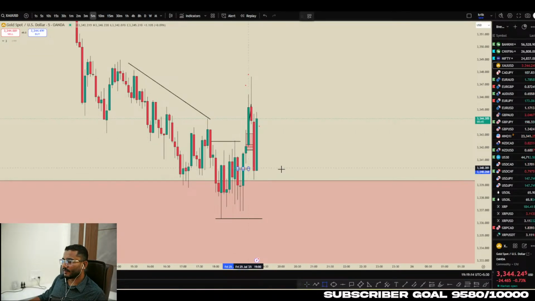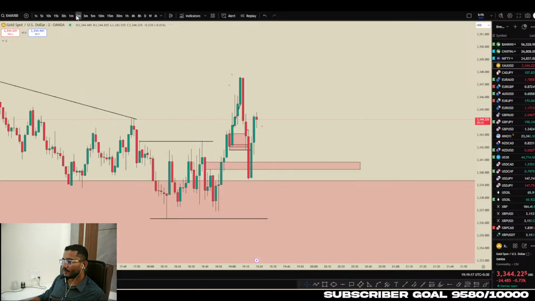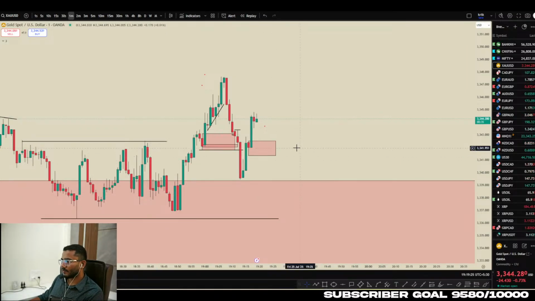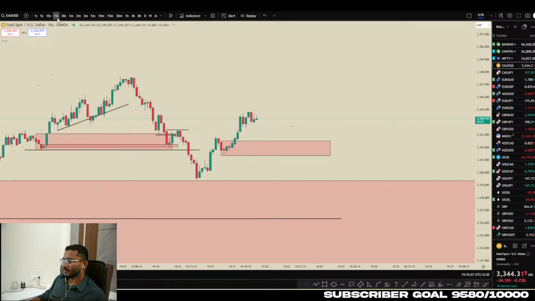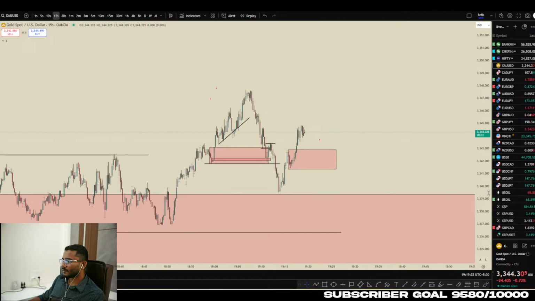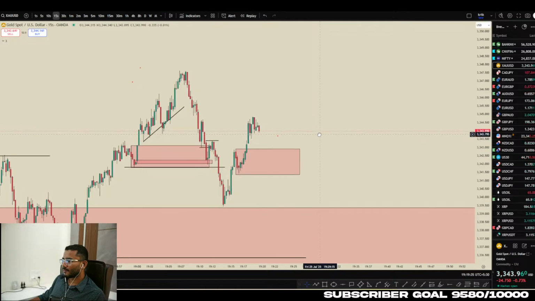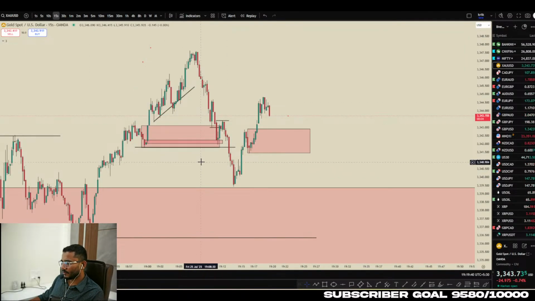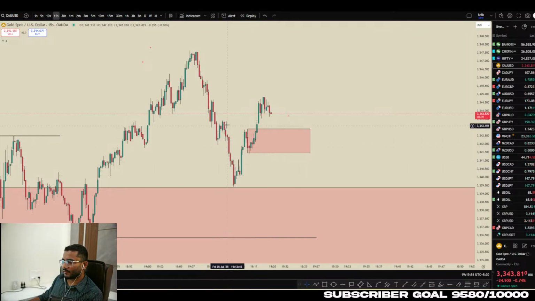On 5 minutes, we can say this is the imbalance. This is the 1 minute order block. And this is the move which swept out this liquidity.